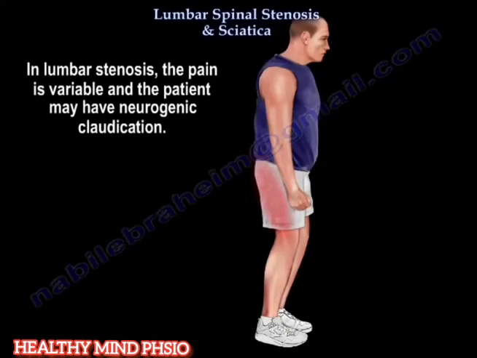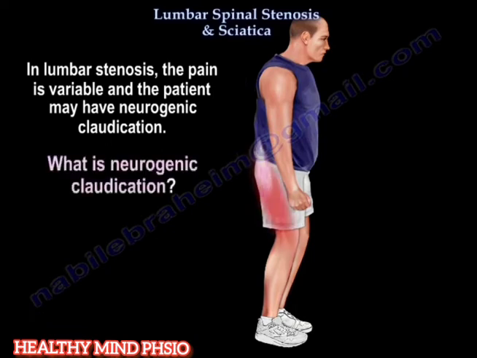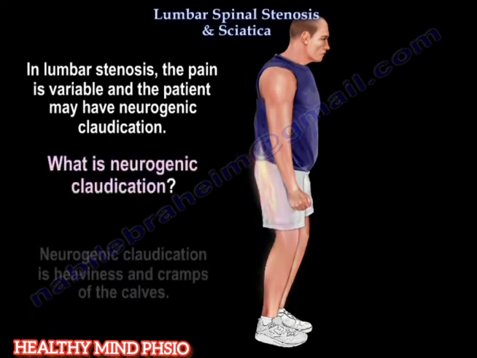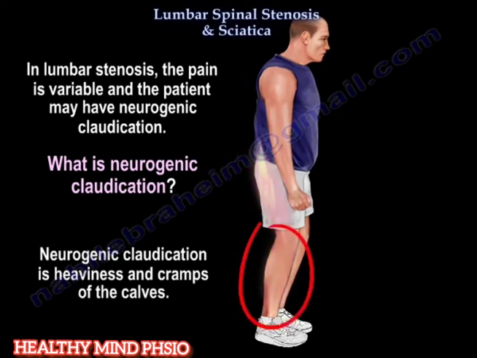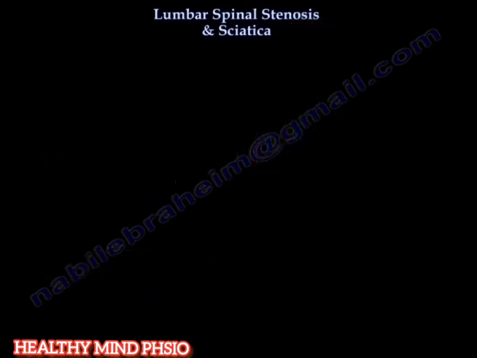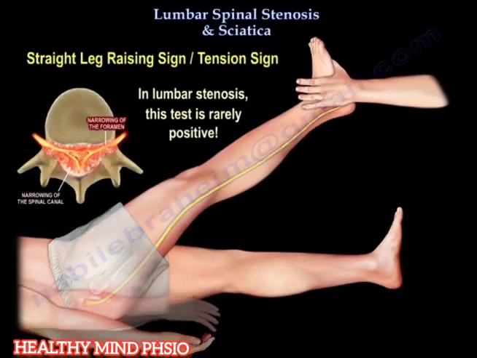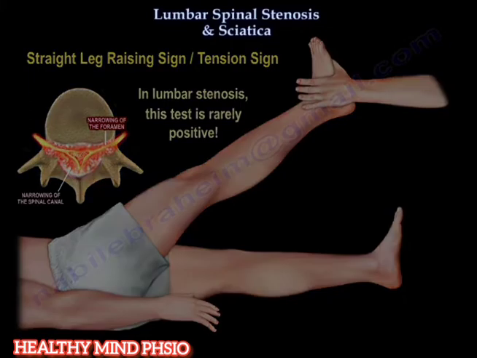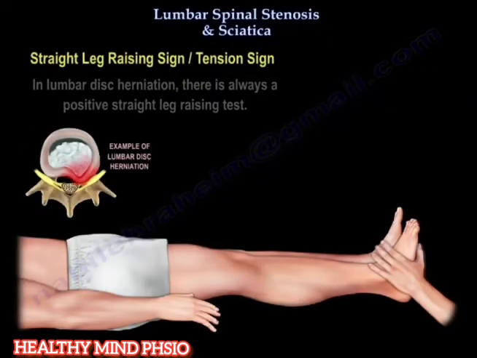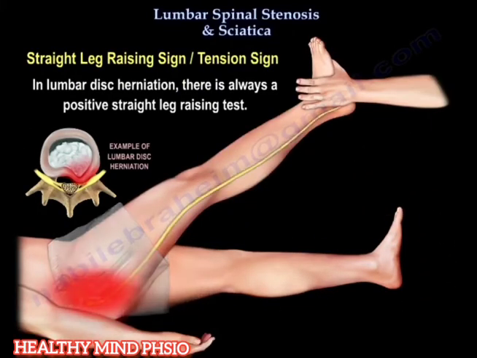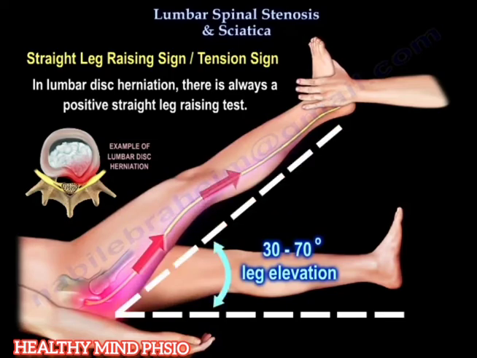In lumbar stenosis, the pain is variable and the patient may have neurogenic claudication. What is neurogenic claudication? Neurogenic claudication is heaviness and cramps of the calves. In lumbar stenosis, the straight leg raising test is rarely positive. In lumbar disc herniation, there is always a positive straight leg raising test.